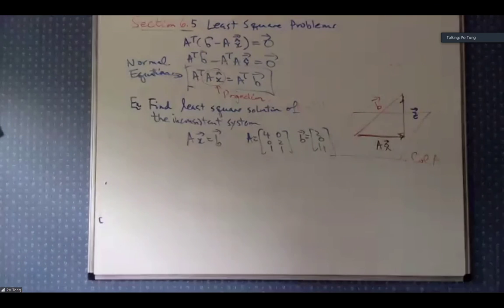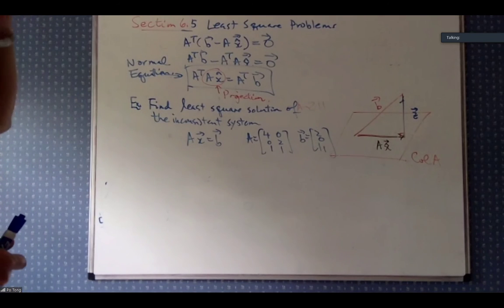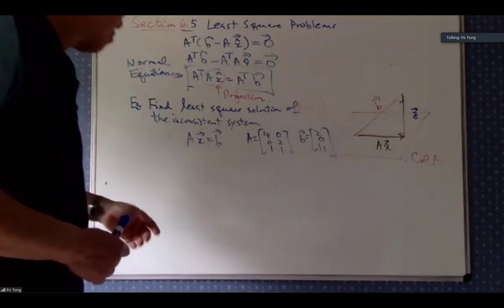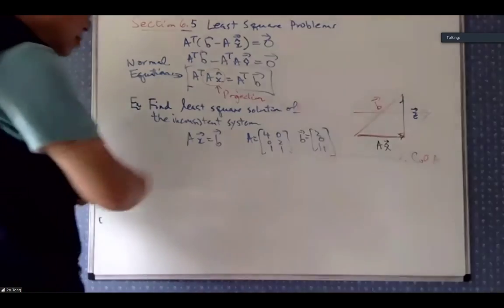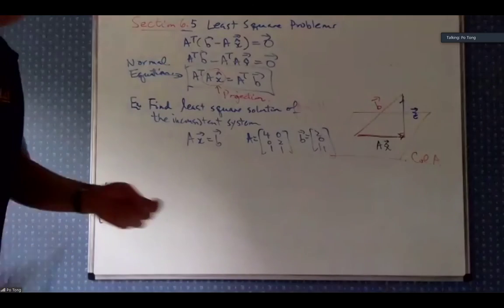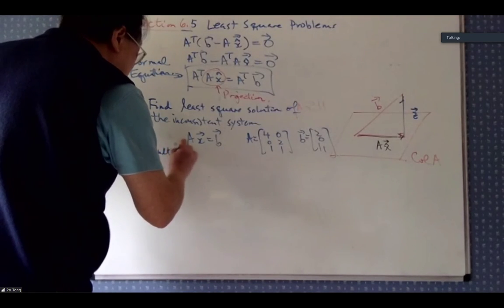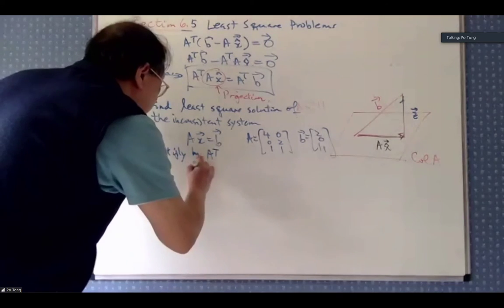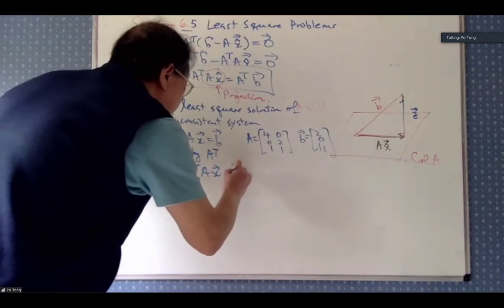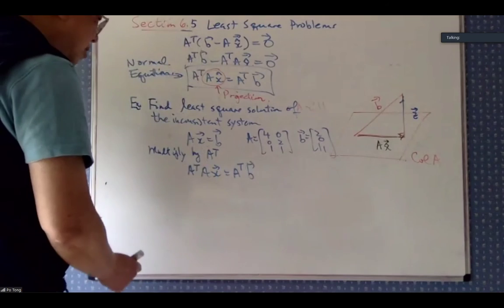Of course, we expect to get the same answer. The answer should be 1, 2. So what do we do? We take the original problem and multiply both sides by A transpose. Then you have A transpose A x equal to A transpose B. And then you solve.